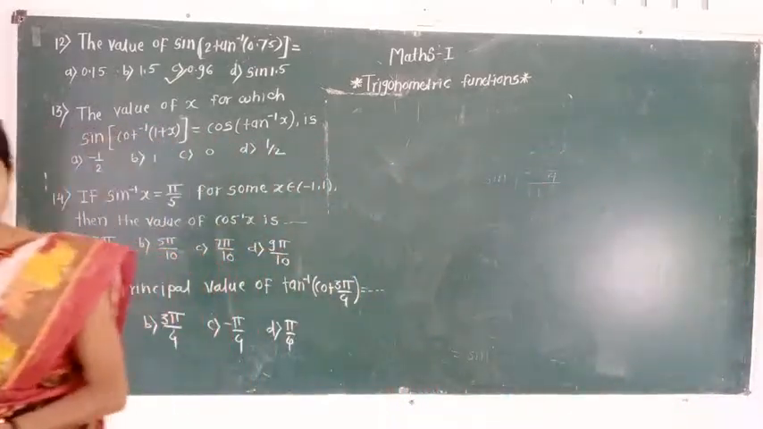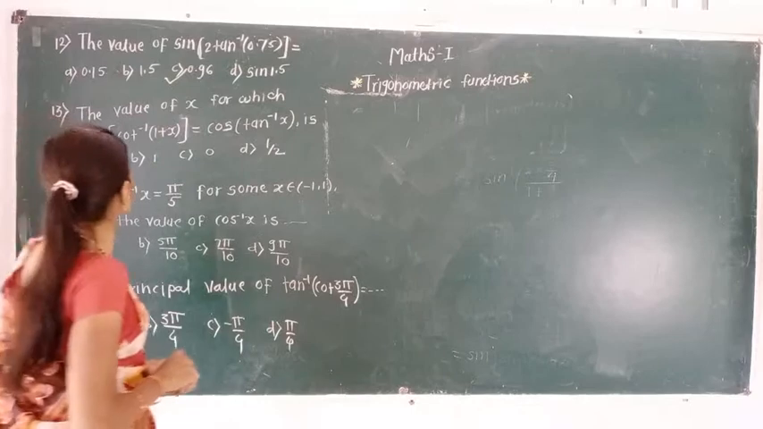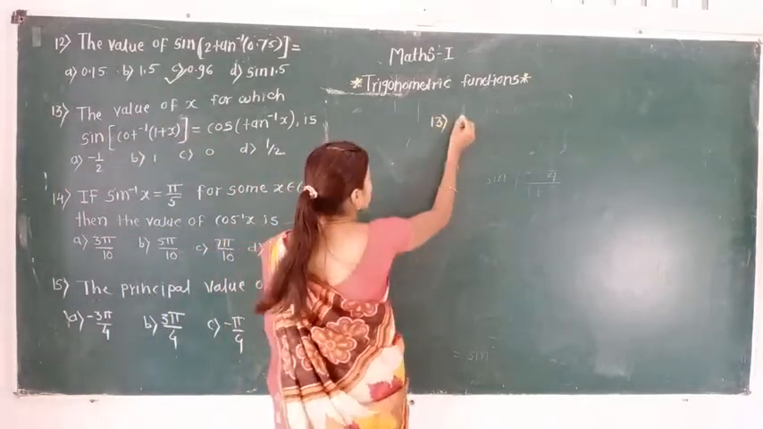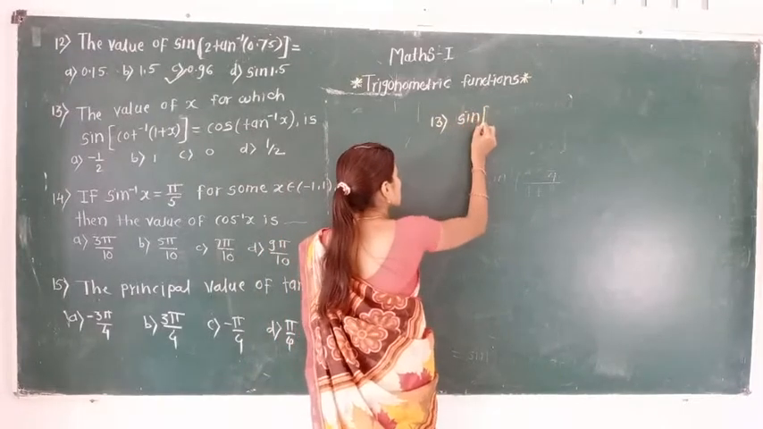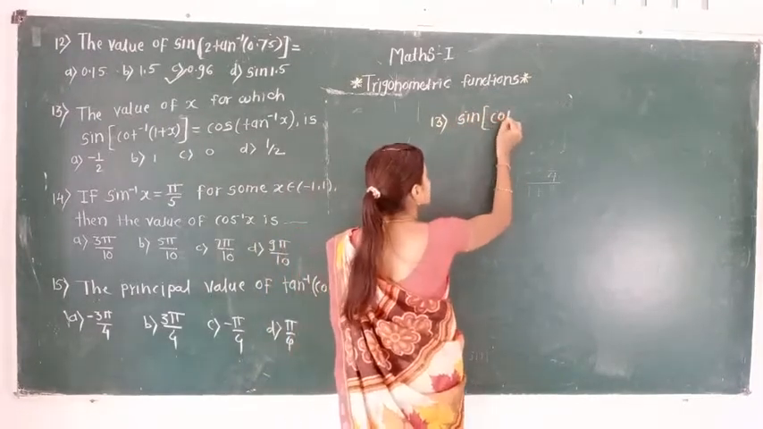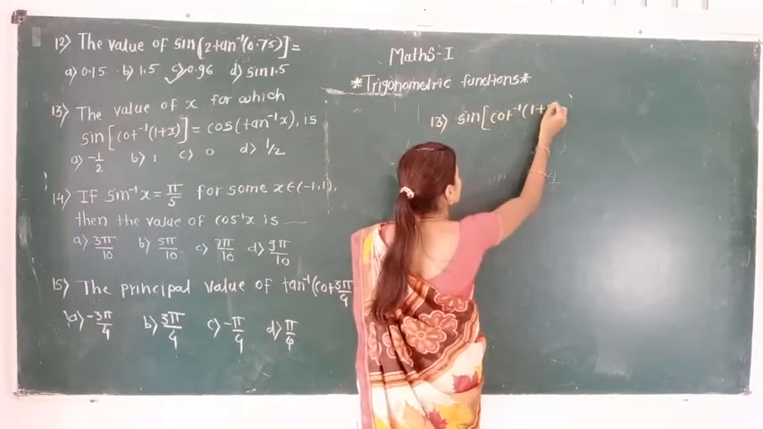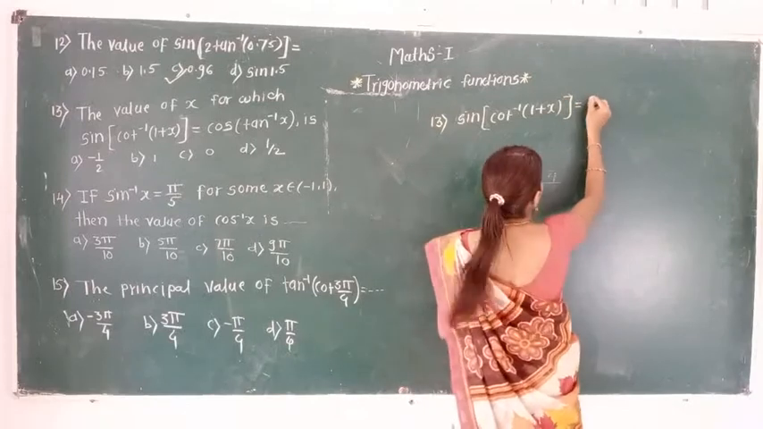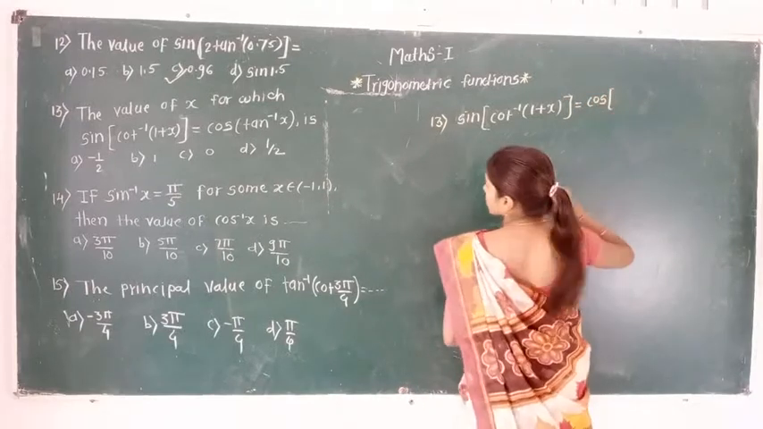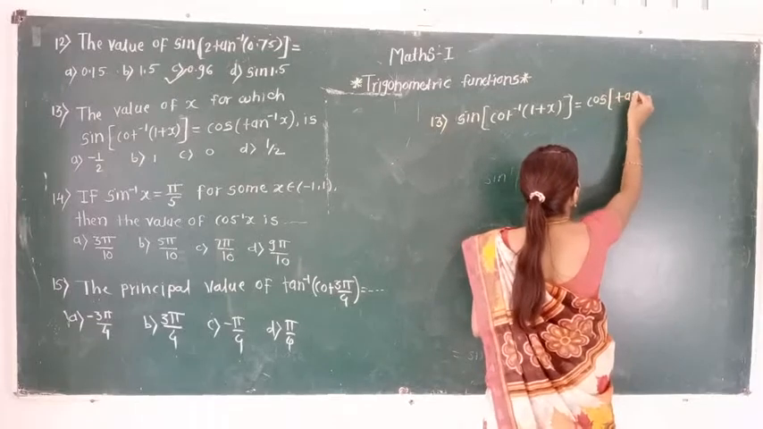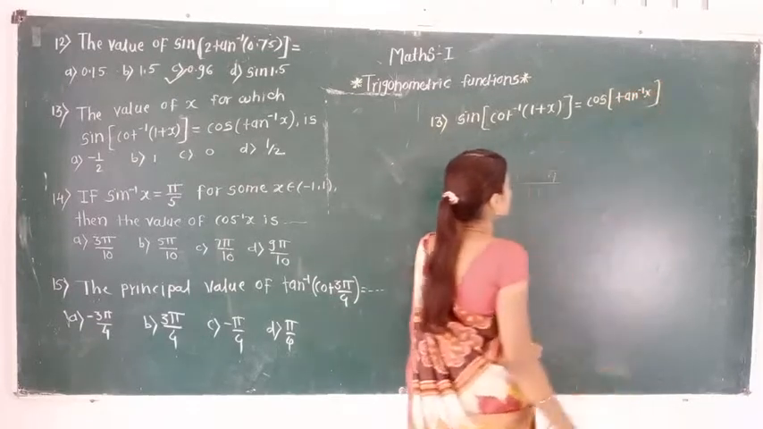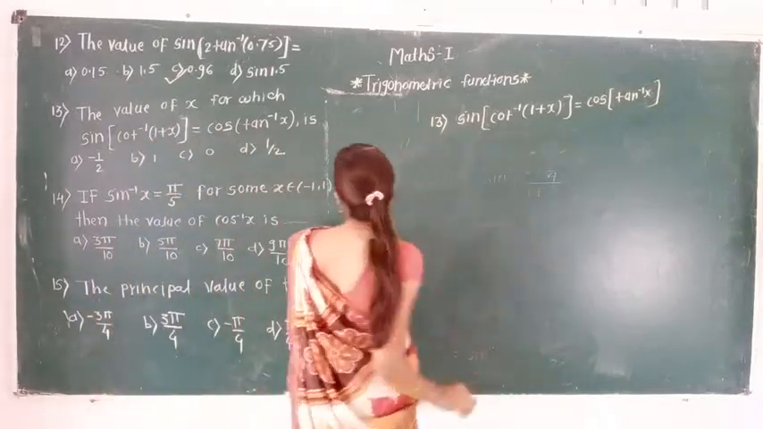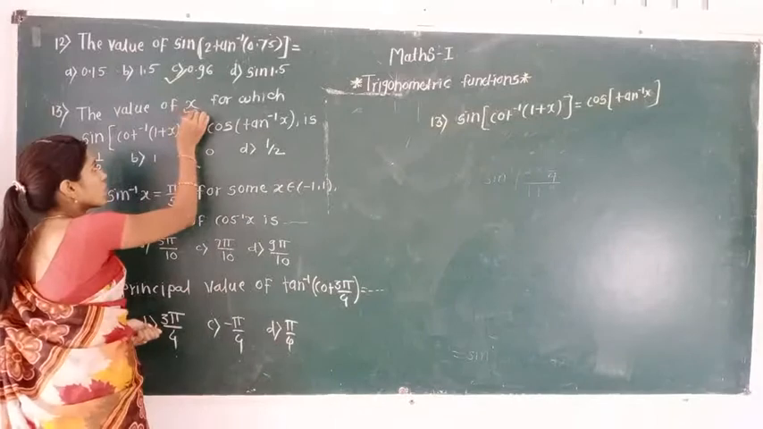Example number 13 is: the value of x for which sine of cot inverse of 1 plus x is equal to cos of in bracket tan inverse x. Okay, so in this example, first we have to solve this equation, and after that we have to find the value of x.